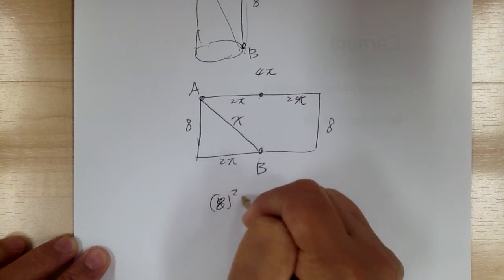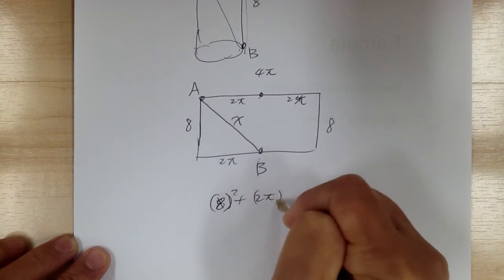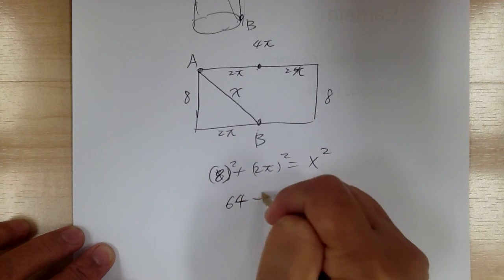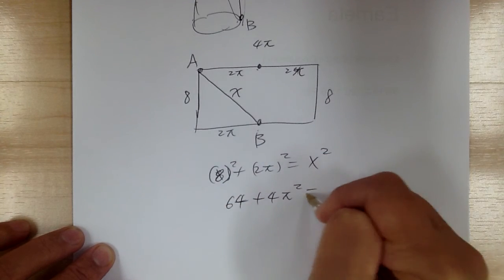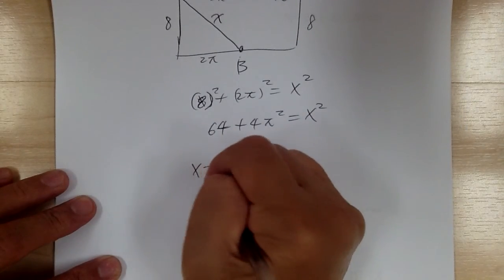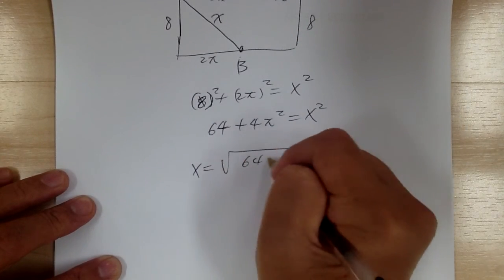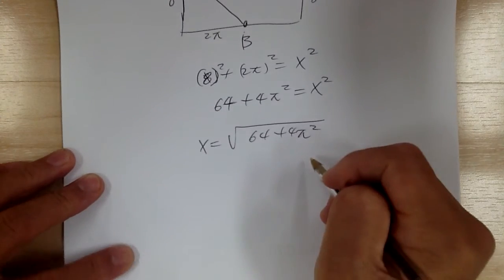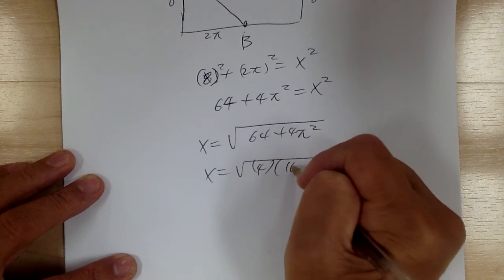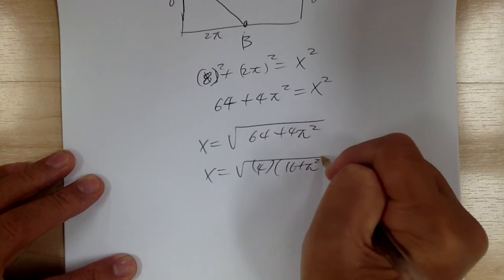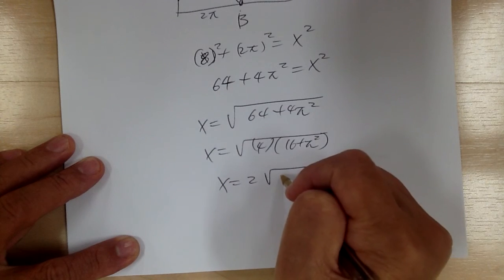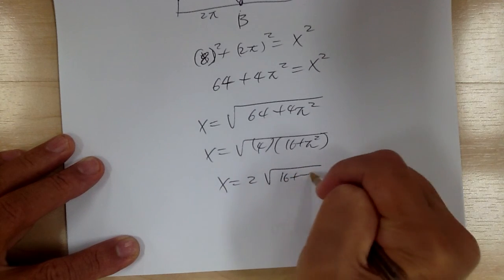8 squared plus 2 pi squared equals x squared. So 64 plus 4 pi squared equals x squared. Then you take the square root. So x equals the square root of 64 plus 4 pi squared. Factor out the 4, and the 4 can come out. So x will equal 2 times the square root of 16 plus pi squared.